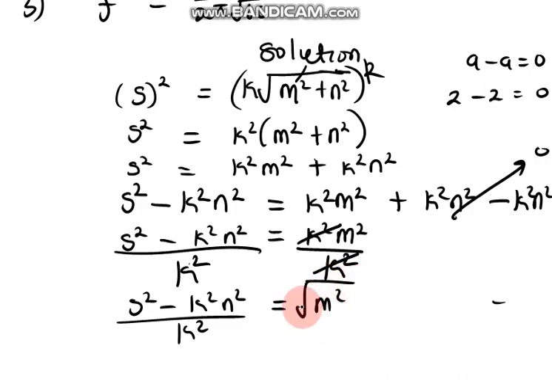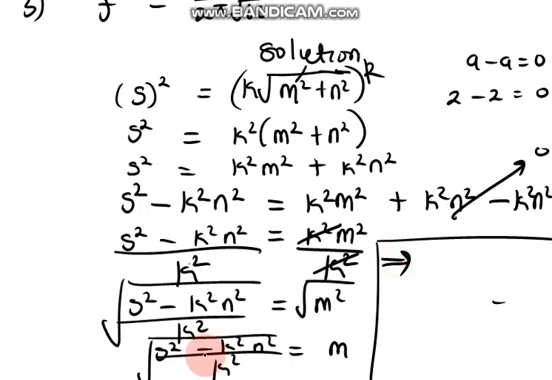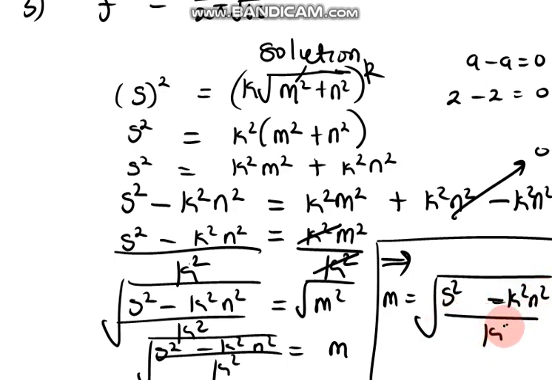So if we find the square root of both sides of the equation, we are going to have that the square root of s squared minus k squared n squared over k squared will give us m. Now, it's just like saying if you are equal to your brother, that means your brother is equal to you. That means we can get our final answer: if this is equal to m, then we can say that m is equal to the square root of s squared minus k squared n squared over k squared.